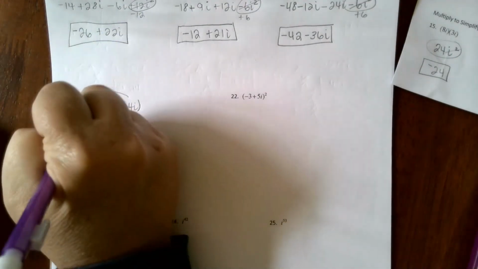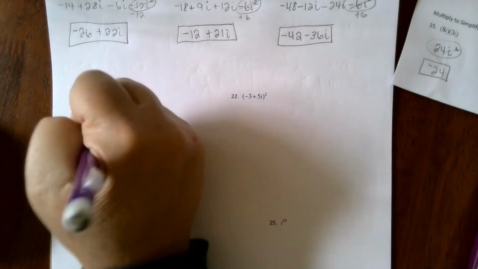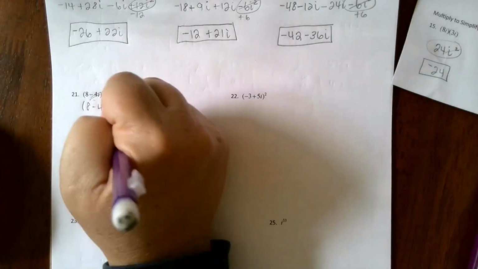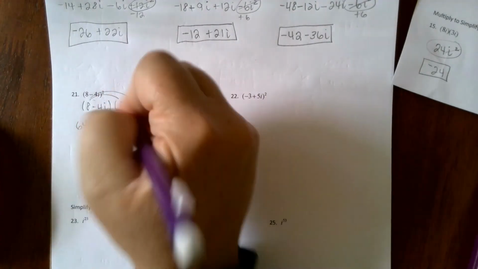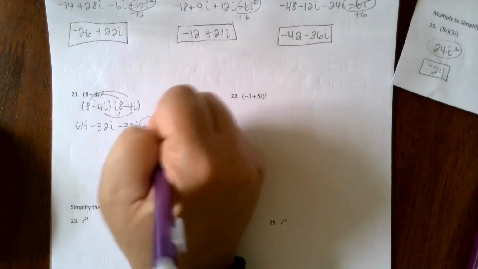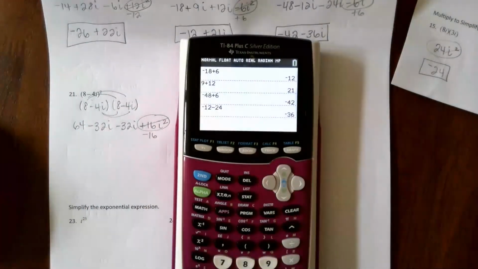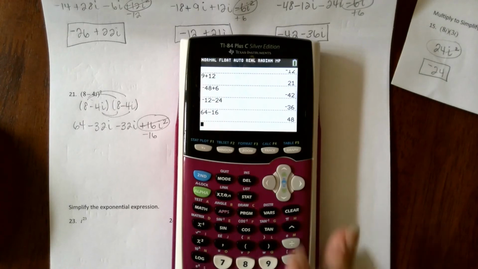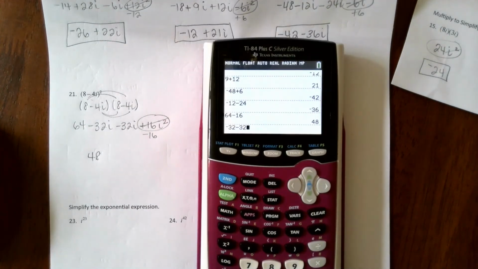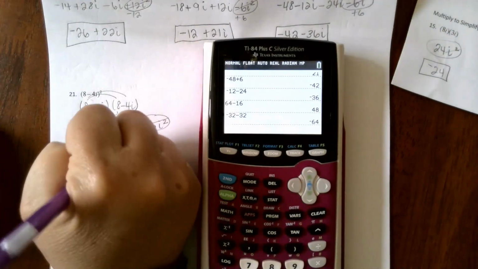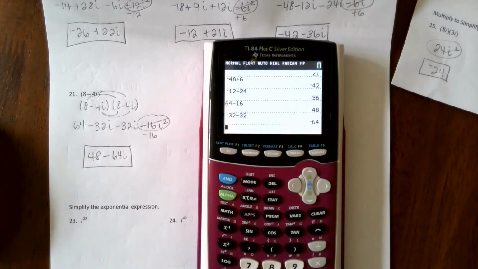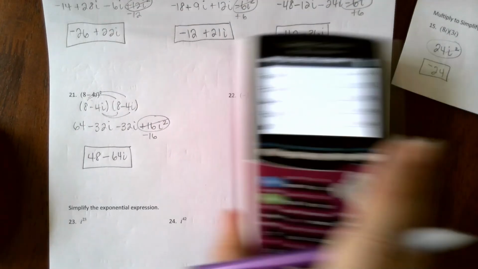So 8 times 8 is 64. 8 times negative 4i is negative 32i. And then you multiply it again. Negative 4 times 8 is a negative 32i. Negative 4 times negative 4 is a positive 16i squared. Now, the positive 16i squared becomes a negative 16. So we have 64 minus 16, so that's a 48. And we have a negative 32 minus a 32, which is going to give us negative 64i. So 48 minus 64i.